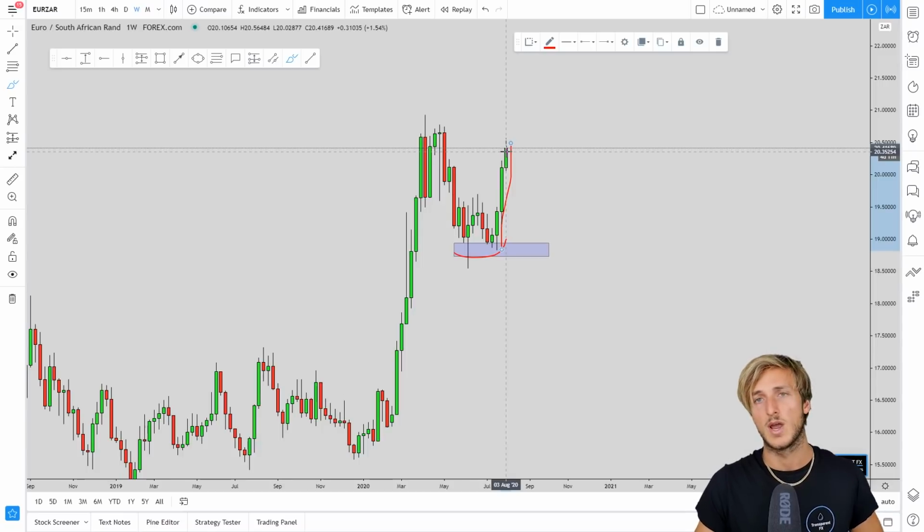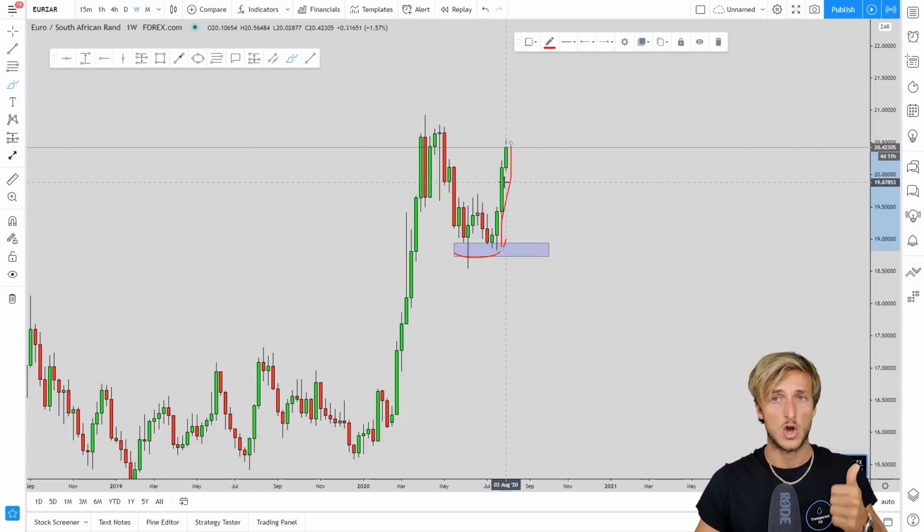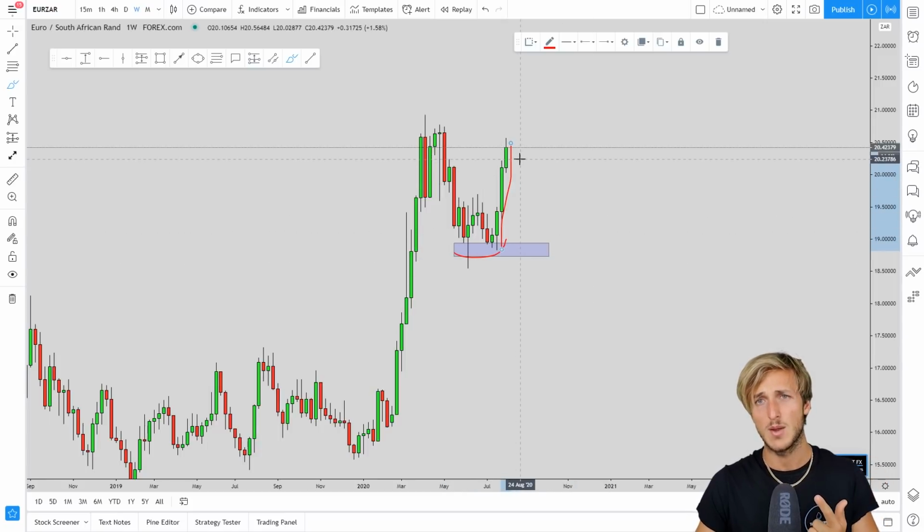And why were we able to capitalize on the move to the upside? Because it was pretty expected for EURUSD to actually make this move to the upside. On the monthly, impulse, correction and impulse. On the weekly, double bottom and break to the upside.